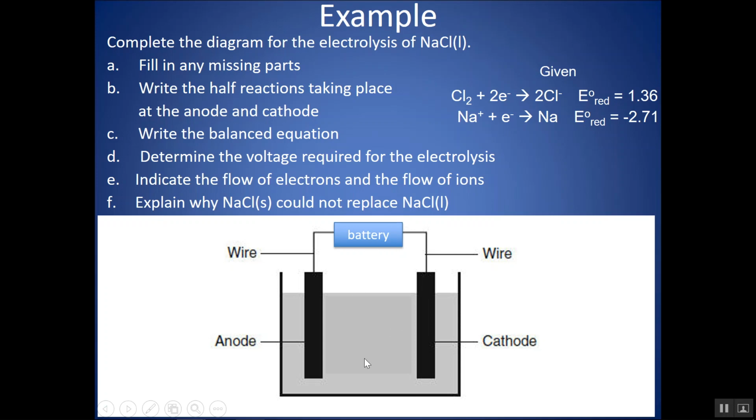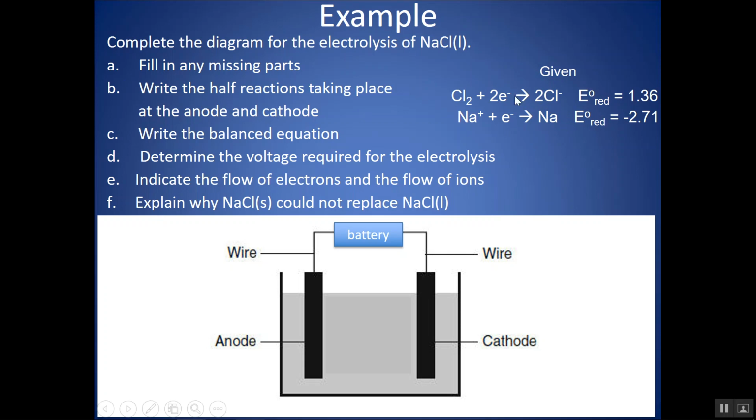Okay, I don't need a salt bridge. I only need a salt bridge for voltaic cells. Since everything's happening in one container, I'll have mobile electrons that can flow in the container. I'm cool without a salt bridge. There's nothing to bridge. Okay, it says write the half reactions taking place at the anode and cathode. And you'll notice here, given, instead of giving you a whole chart, I just give you what you need, which you would usually see in an AP problem.